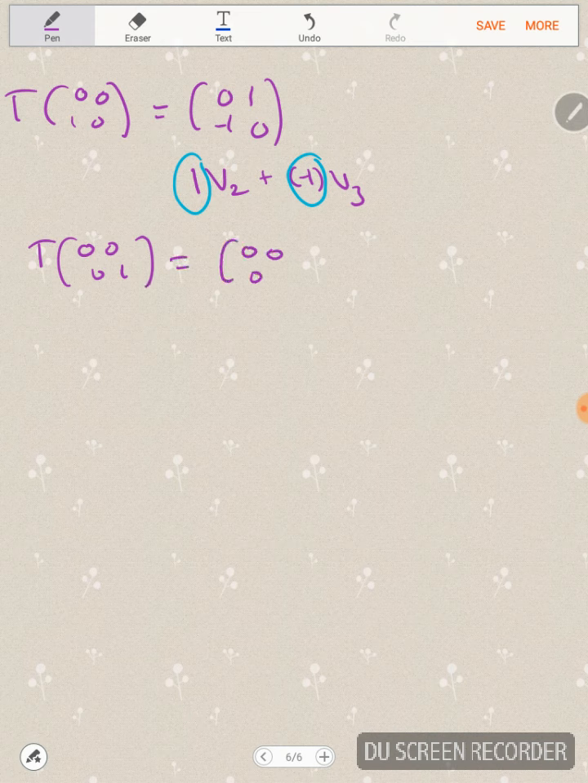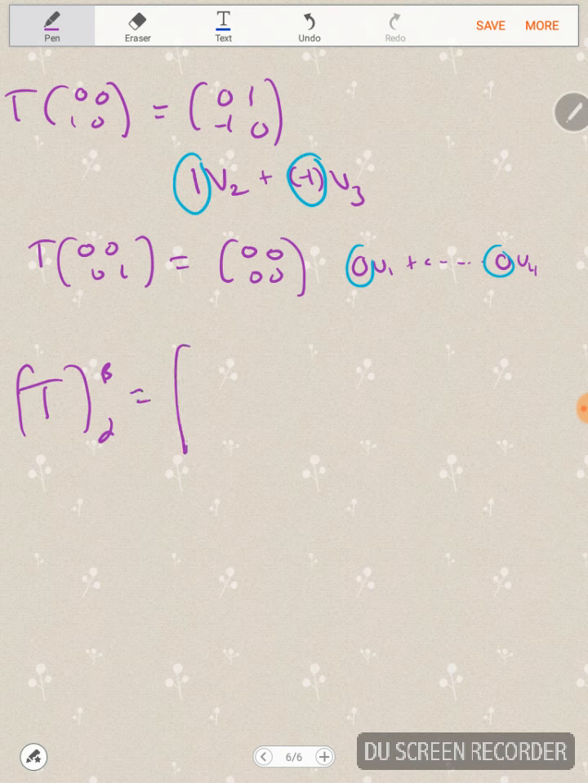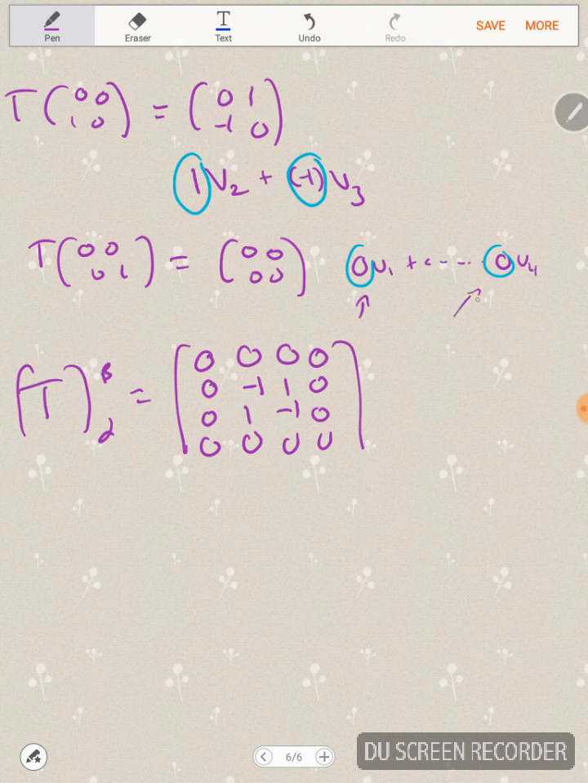And the last one, 0, 0, 0, 1. Well, it's going to be 0, 0, 0, 0. And again, it's going to be 0 V1 plus 0 up to 0 V4. And that's it. Remember, in the first one, we got a complete row of zeros, so that comes down here: 0 V1, 0 V2, 0 V3, 0 V4. In the second one, we had 0 V1 and minus 1 V2, 1 V3, and then 0 V4. The third one is as follows. And the fourth one right here, you can see are all zeros.